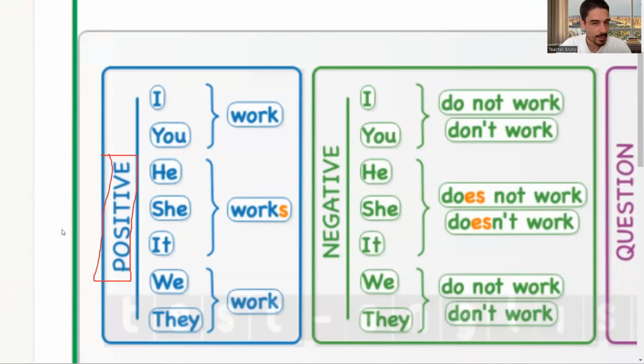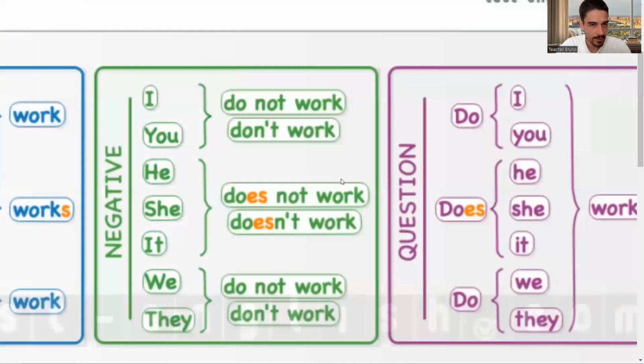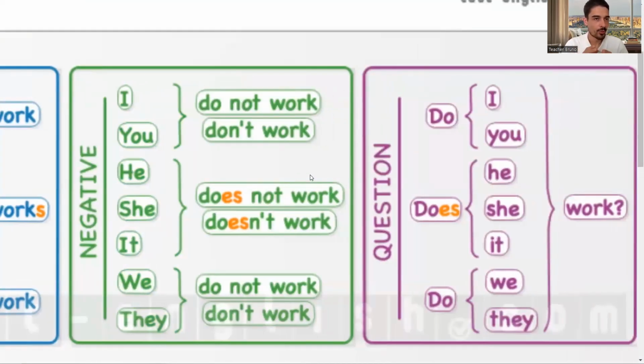For negative, it's a little different. Let's take a look at it. For negative forms, we need the auxiliary verb. So we say, I do not work. You do not work, do not study, do not read, do not listen. For he and she, there's something special here. He doesn't study. He doesn't listen. She doesn't listen. It is used for animals, objects, and things.